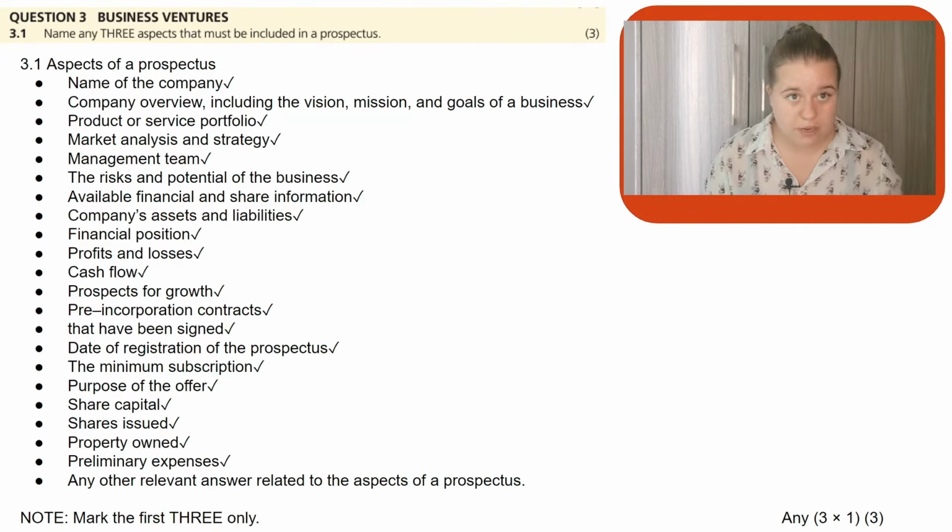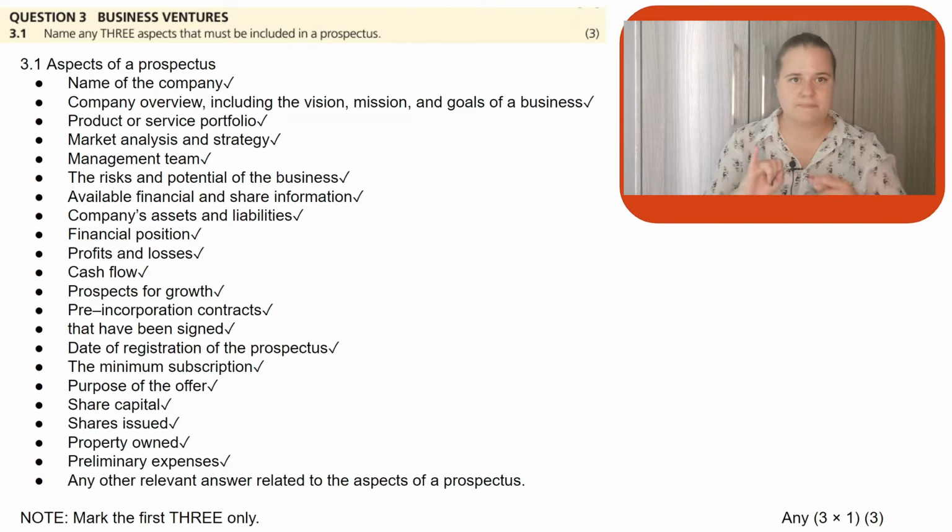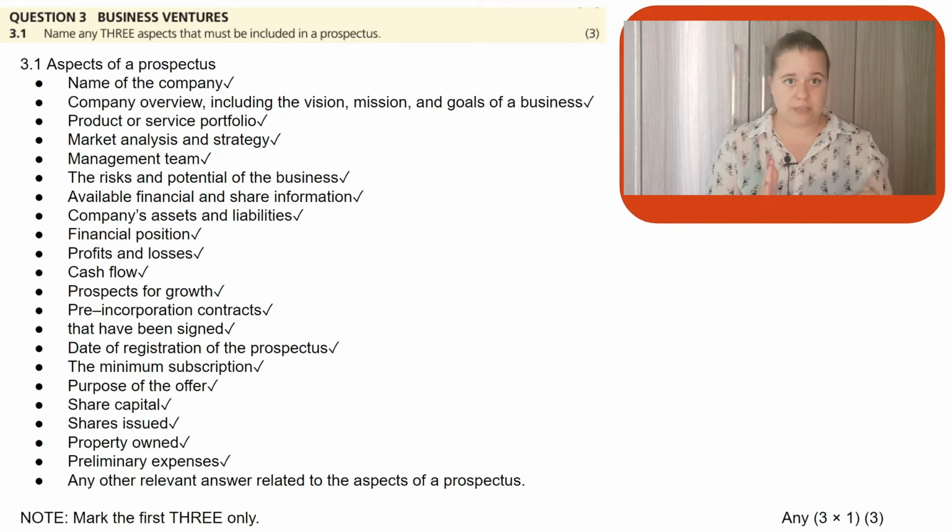So, in my opinion, the ones that are nice to study, name of the company. Okay, remember, prospectus is a whole overview of the company. So every company must have a name. Every company must have a vision, mission, and goals. It's a nice one to learn as well. And then we need to have a product or service portfolio. What does that mean? It means every single thing that we offer needs to be there.